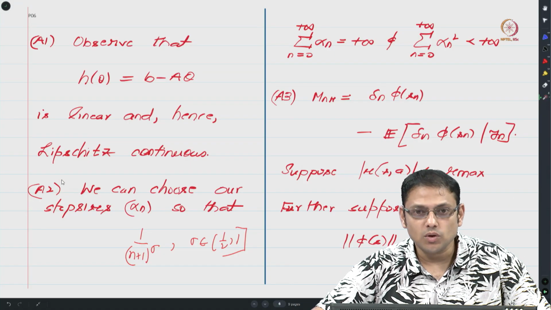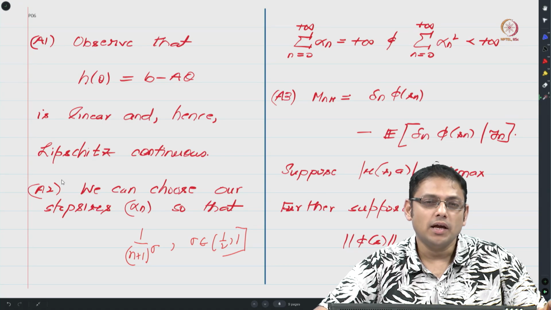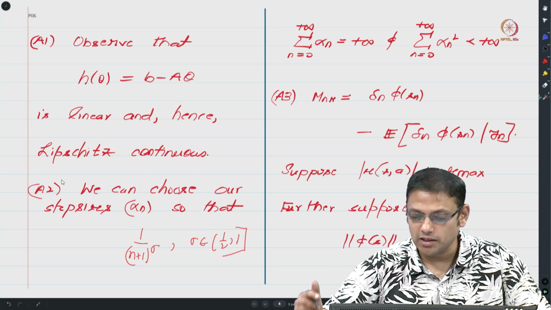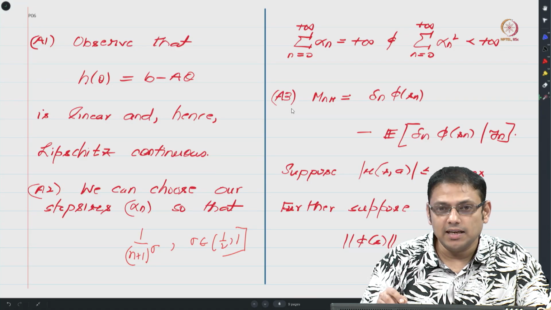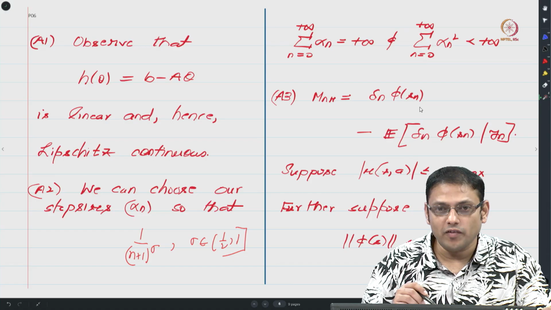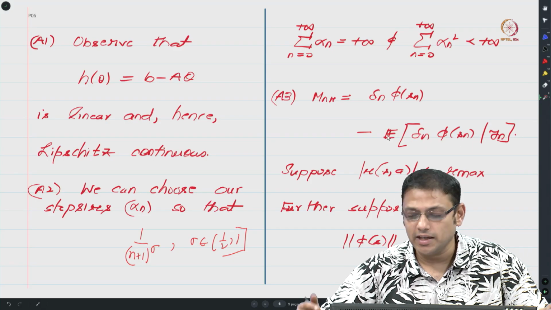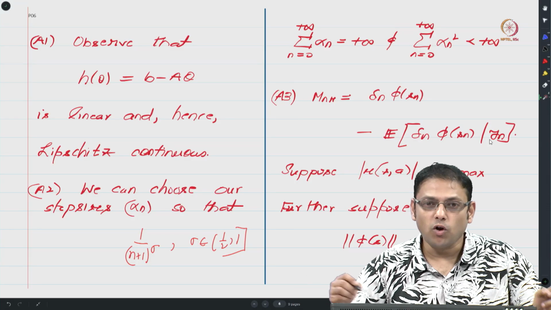Now with regards to assumption A3, we want to first show that the Mn sequence is a square integrable martingale difference sequence. Furthermore, it satisfies certain linear growth conditions, which we will now verify. Recall that Mn plus 1 is basically delta n times phi of Sn minus the conditional expectation of delta n times phi Sn with respect to the information that we have until time n.